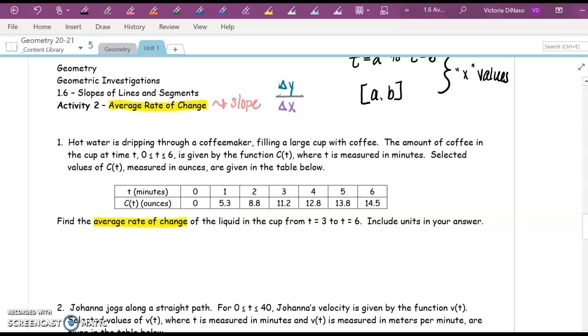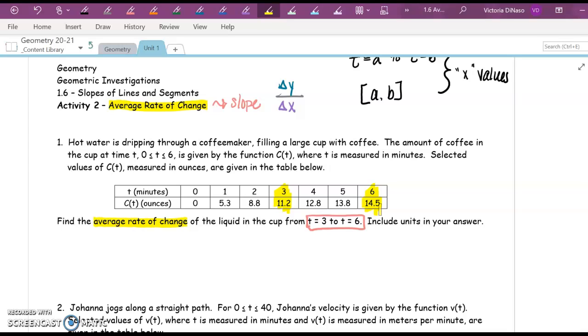So in number 1, we have hot water dripping through a coffee maker filling a large cup of coffee. The amount of coffee in the cup at time t, 0 less than or equal to t less than or equal to 6, is given by the function c of t, where t is measured in minutes. Selected values of c of t, measured in ounces, are given in the table below. Find the average rate of change of the liquid in the cup from t equals 3 to t equals 6. So there's my interval. We're going to start at t equals 3 all the way up until t equals 6, and we're going to include units as part of our answer.